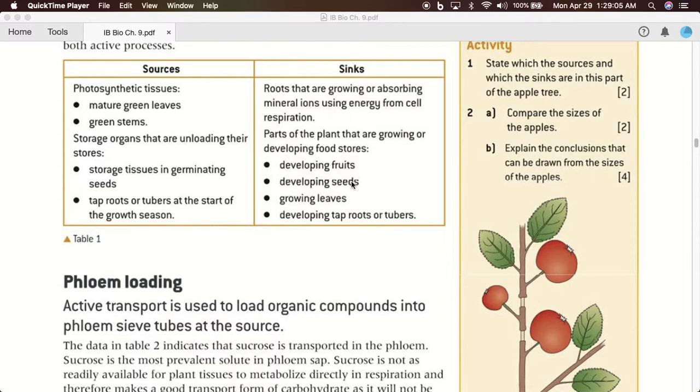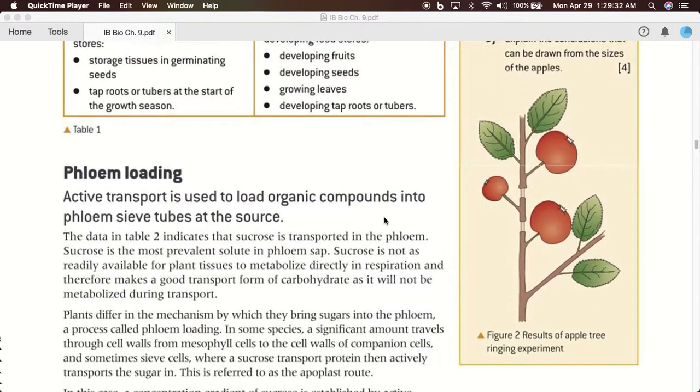So if you're developing fruit, you're going to pull sugars. If you're developing seed, you're going to pull sugars. If you're growing leaves, you're going to pull sugars. If you're developing taproot, you're going to pull sugars. And then we can see that the developing taproot, once it's developed, will become a source. And growing leaves, once they're fully grown, will become mature leaves and become a source. So this is a pretty easy concept to get.